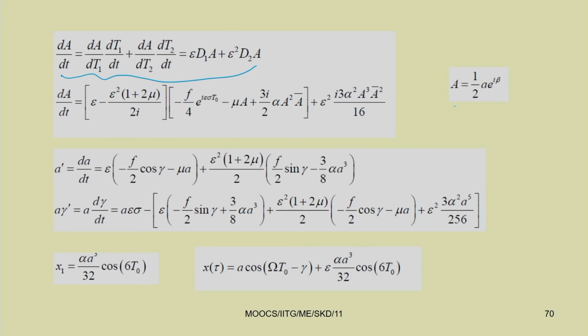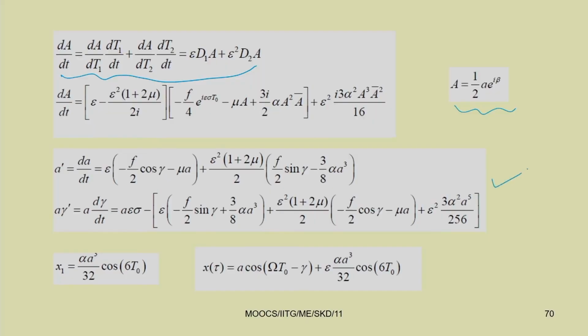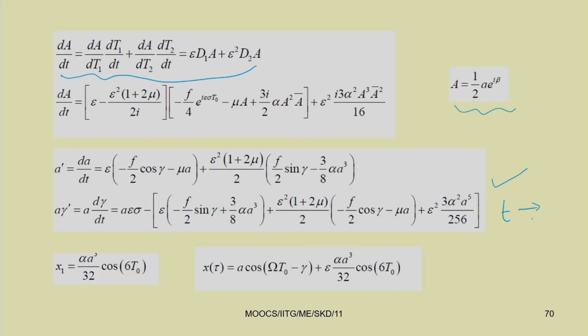Then by substituting a equal to half a e to the power i beta, like the previous case, and separating the real and imaginary terms, we can have the expressions for a dash and gamma dash. For steady state, a dash and gamma dash will not be a function of time. Steady state, where it is not a function of time, t tends to infinity, is the steady state response. So the amplitude a and gamma must not be a function of time, and that is why we get these two equations.